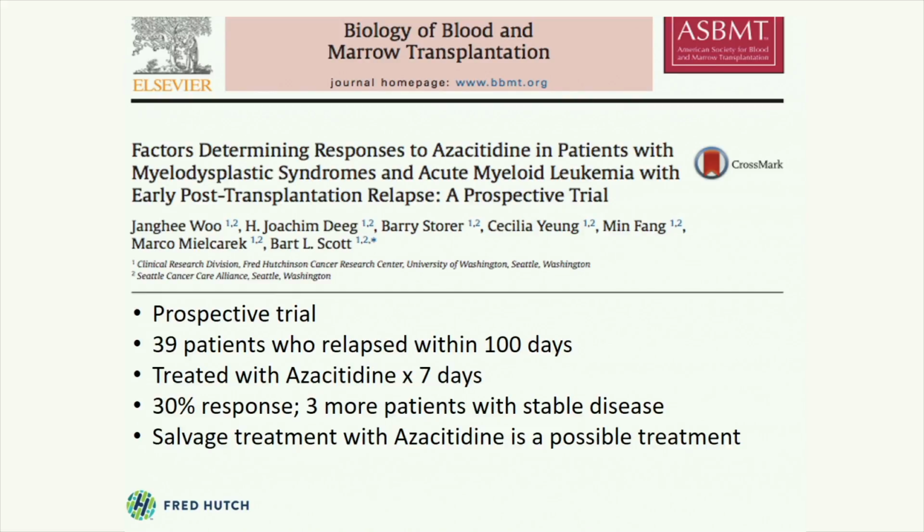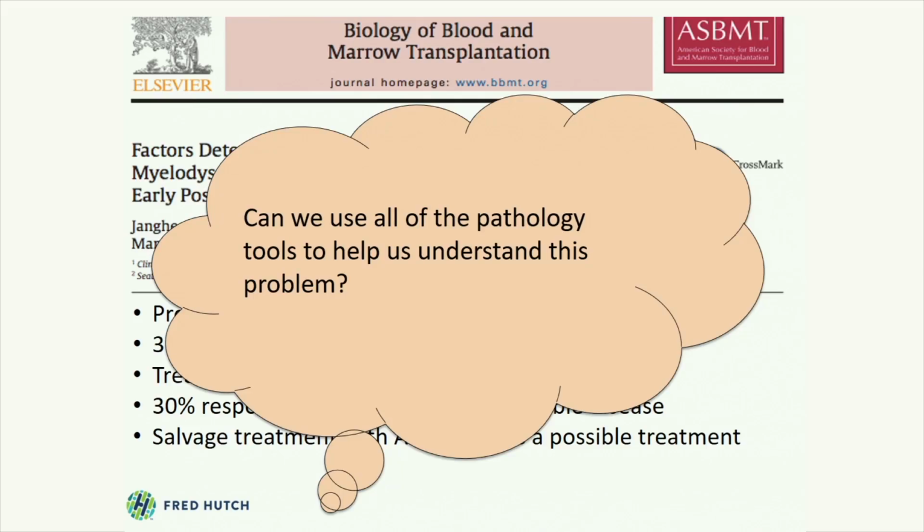A study by Dr. Wu over at the Hutch tried to use azacitidine as a single agent after transplant relapse to see if he can actually treat these patients and get remission. He was actually able to get a 30% response rate, and so thought it's possible. But this is still pretty poor, I would say. Can we do better? We have all of these tools in pathology. Can we use them to help us understand this problem?